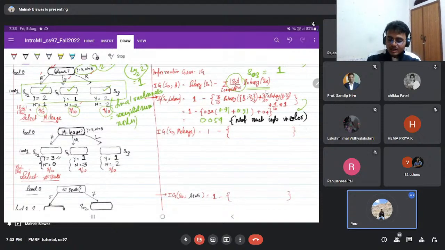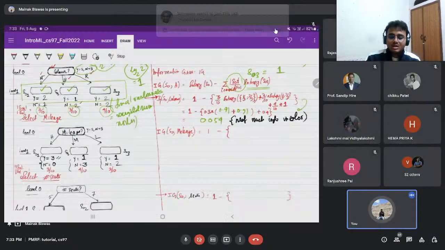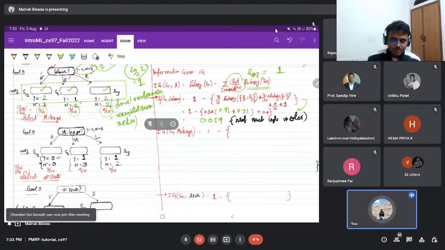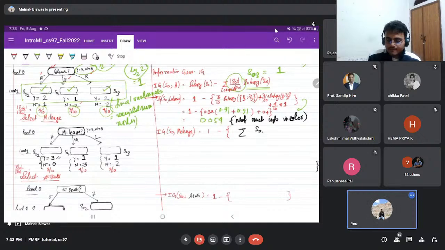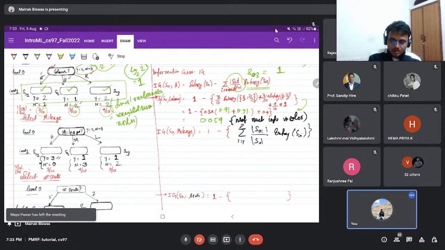So again, I'll ask if someone can volunteer and tell me what this entropy function would be: the summation of the weights |S0i| by |S0| times the entropy of S0i, from i equal to 1 to 3. If anybody can volunteer, otherwise I'll do it now. If you don't understand, you can ask me. I'll just tell you once again, since nobody is responding.